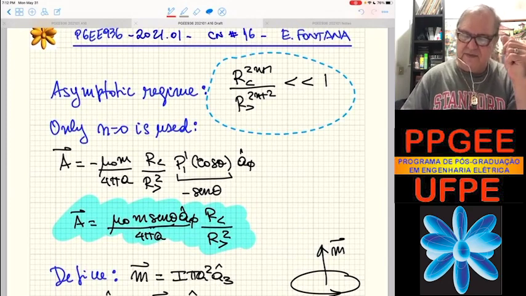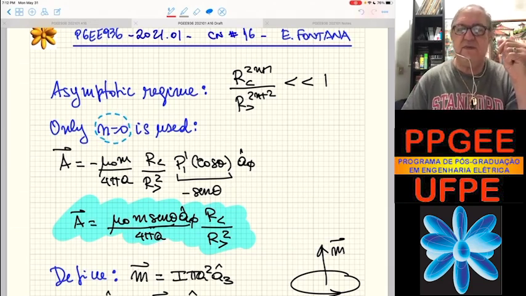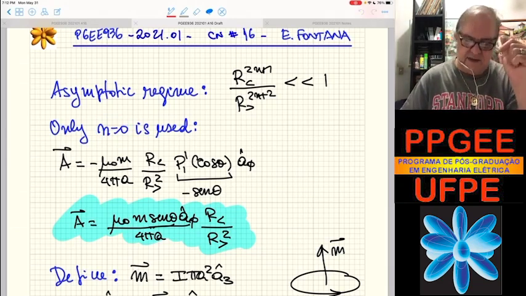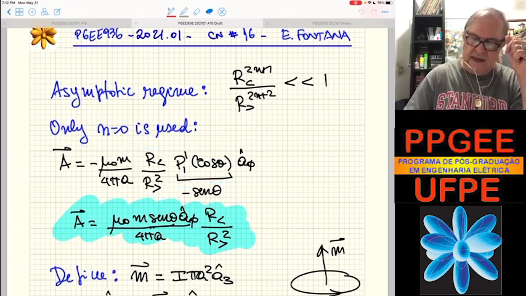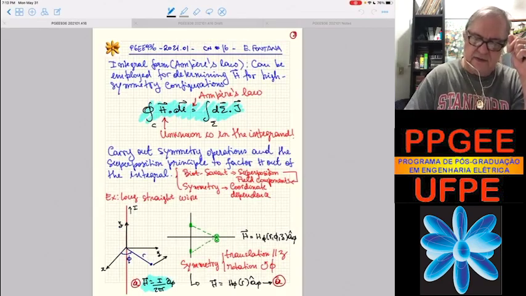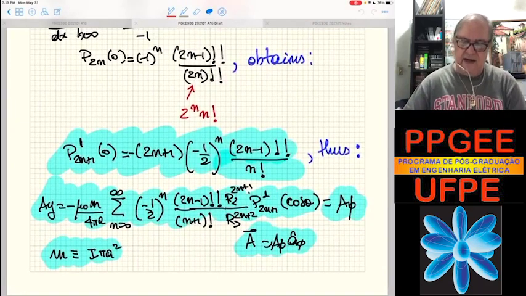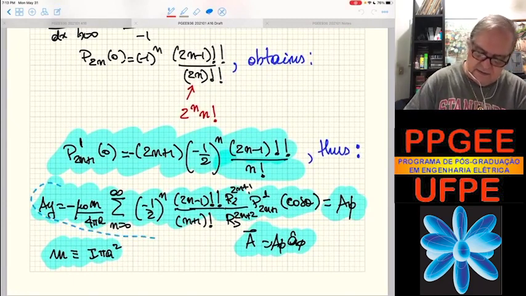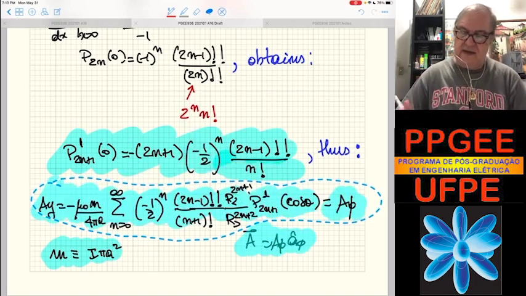Equivalently, when this ratio is much smaller than 1, we're going to use only the first term, n equals 0, which is an odd index, in fact. n equals 0 gives an odd term. The index of the Legendre polynomials is odd. So we have only one term, right? Let's take a look here. Not this one, this one here. Let's see, for n equals 0, what happens? Let's pick the formula and calculate it. Let's make sure that everything is right.